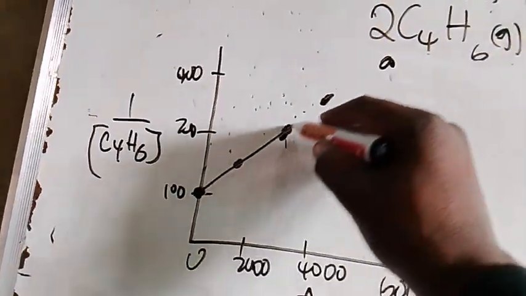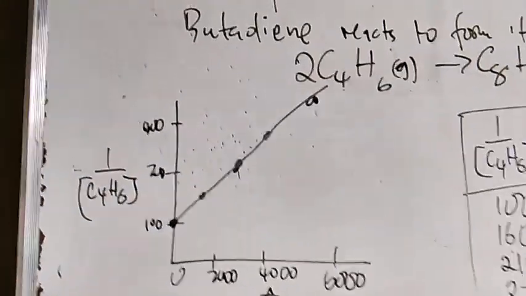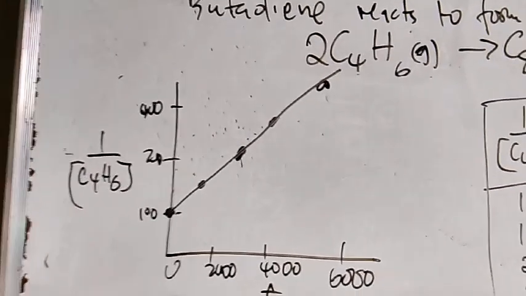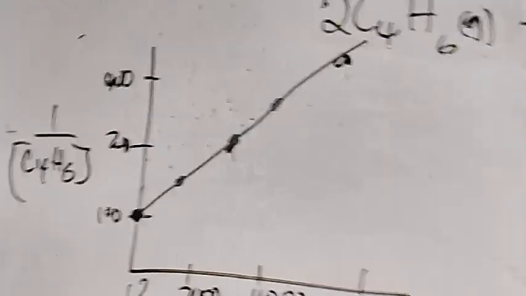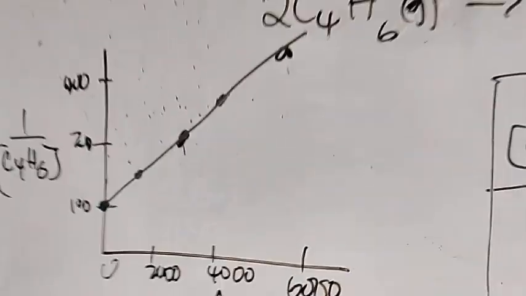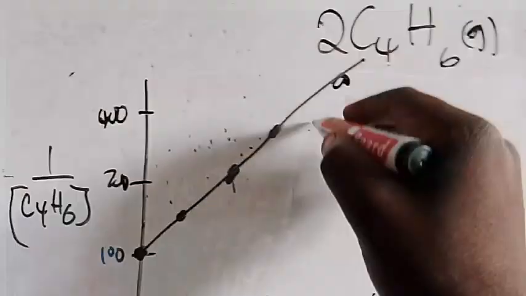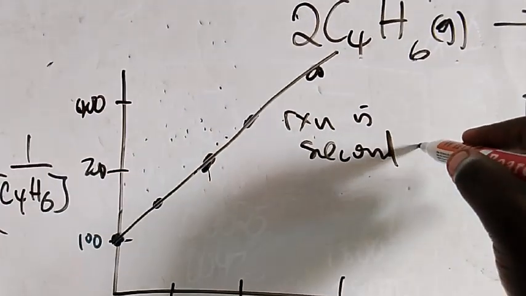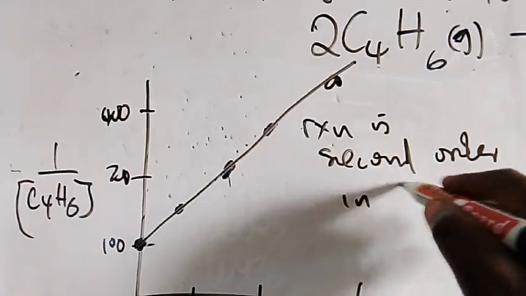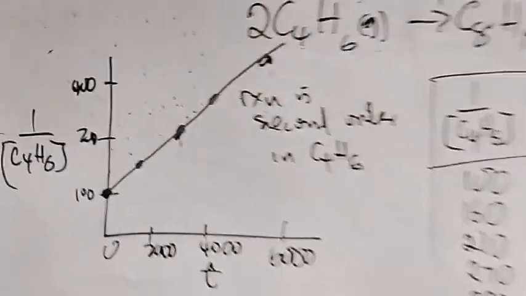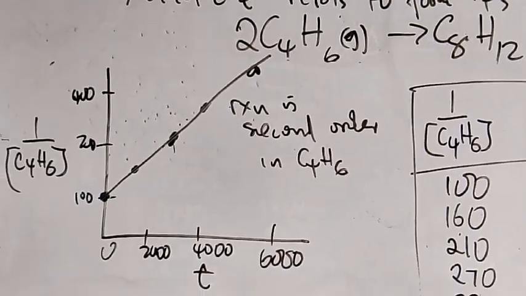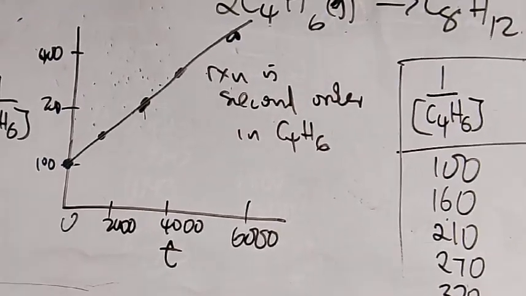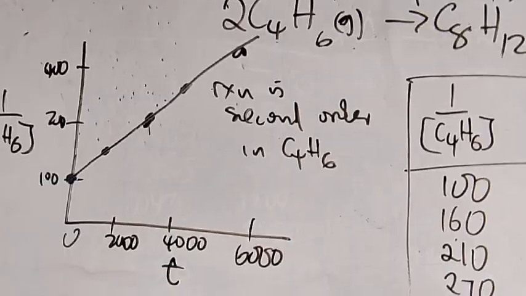So you can see it is giving us a straight line of positive gradient. So you can do that on your graph paper, you get defined points. Okay, so we have verified that the reaction is second order in C2H6. Okay, now let's determine the rate constant.